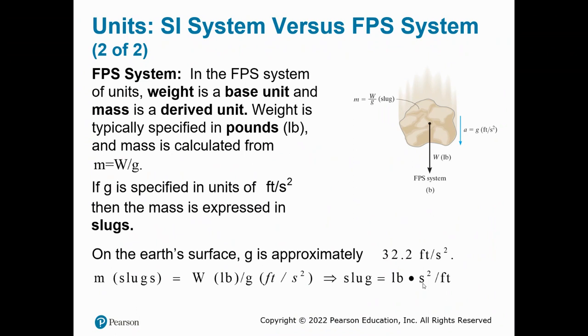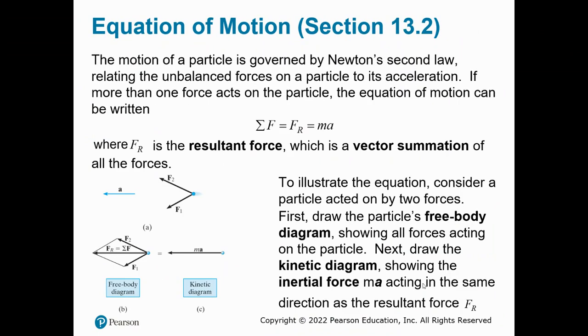In the FPS system, weight is the base unit. Mass is derived from weight. Weight comes first, and then we use weight to derive the mass. Weight is typically specified in pounds, and then the mass is calculated using the equation m equals W over g, weight divided by g. Here g is in units of feet per second squared, and the mass is expressed in slugs. On the Earth's surface, the value of g is approximately 32.2 feet per second squared. Mass in slugs is weight in pounds divided by feet per second squared, so slug equals pound second squared divided by feet.